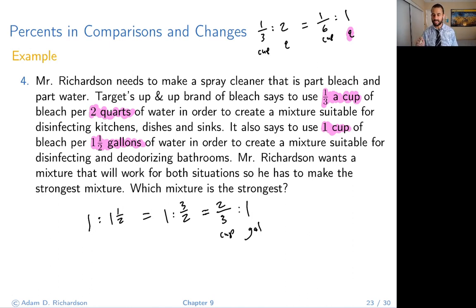And we know that it's 1/6 of a cup per 1 quart. So what I really need to do is find how many quarts are in a gallon. And luckily, we can tell that pretty easily. That's four. There are 4 quarts in a gallon. Why is that?